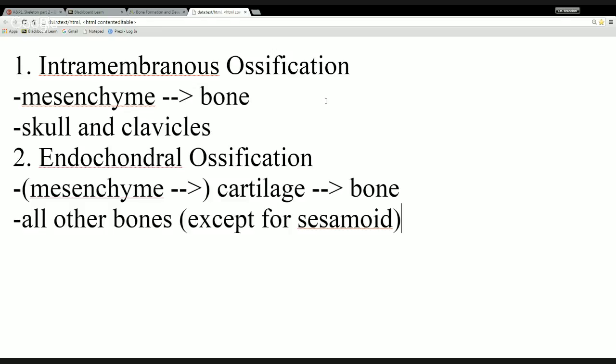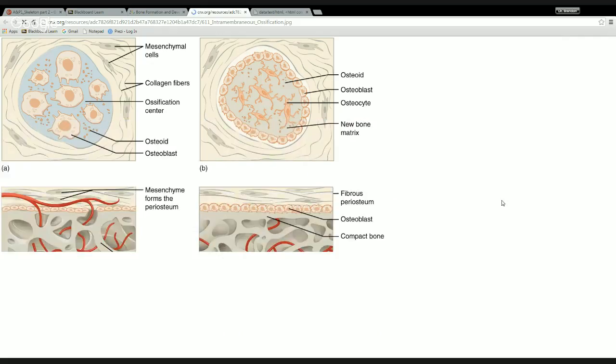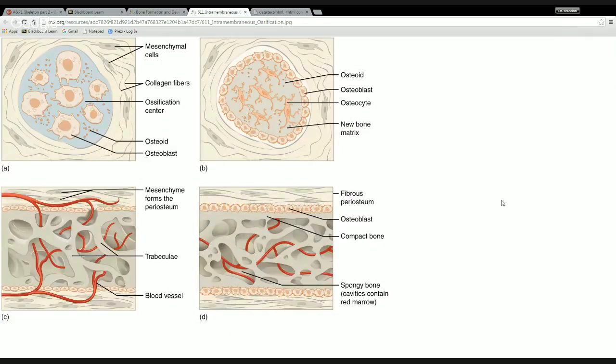And your mother's very happy for that fact because if we were more precocious, because of the size of our brains, the head would have to be quite large when it comes to the birth canal. So the softness of the skull and the clavicles makes that process a little bit easier. Okay, so this is a figure that kind of lays out the basic steps in intramembranous ossification.